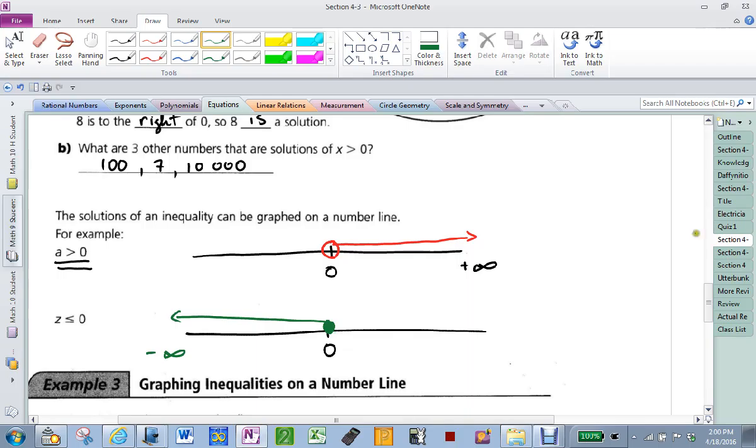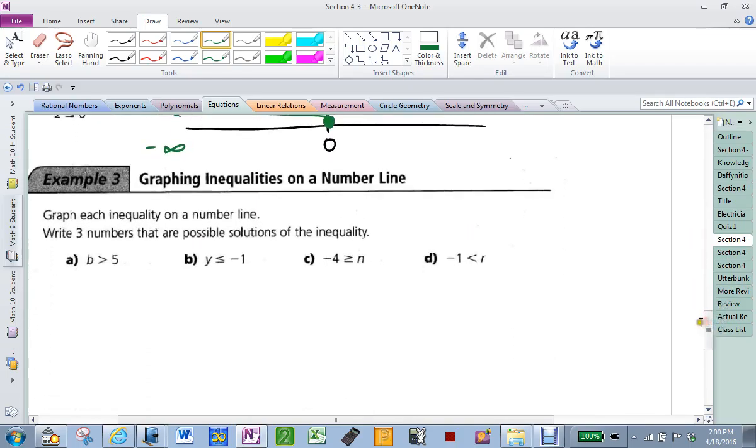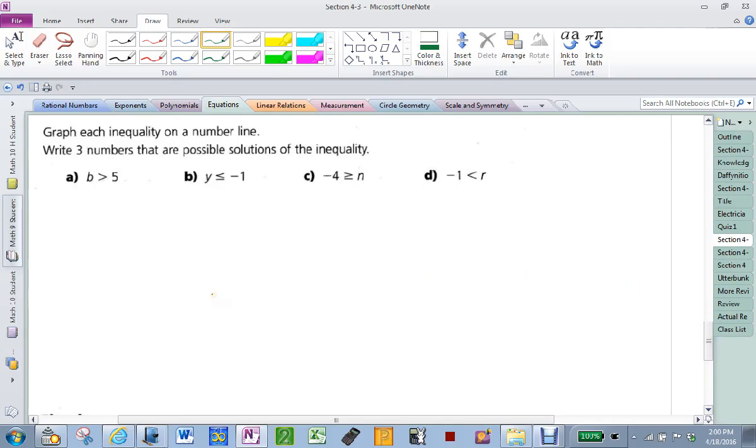Okay. So, let's graph these. You should know how to do it already from the example I just gave. I want to see 4 number lines on everybody's page. A, B, C, and D. And below each number line, I want to see 3 numbers that you're allowed to have.